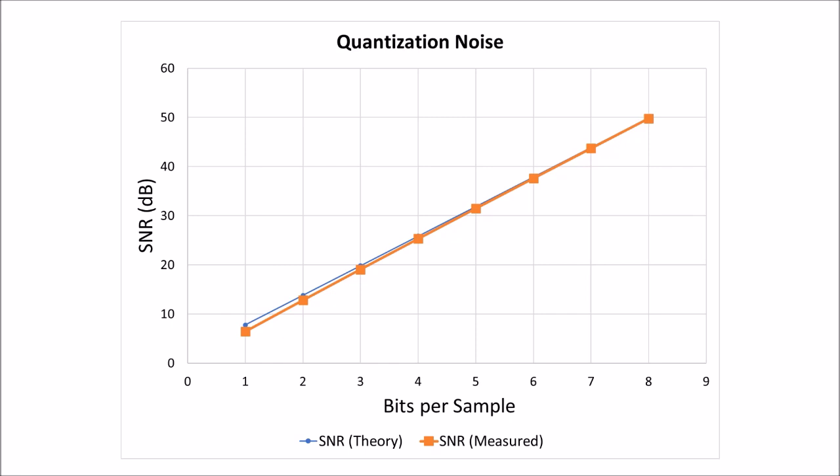My measured values from my MATLAB simulations are in the orange line, and you can see that they line up very closely, especially for a higher number of bits per sample. The difference at a small number of bits per sample, I'm going to attribute to inaccuracies in the numerical simulation.